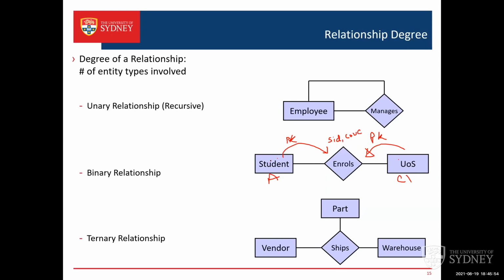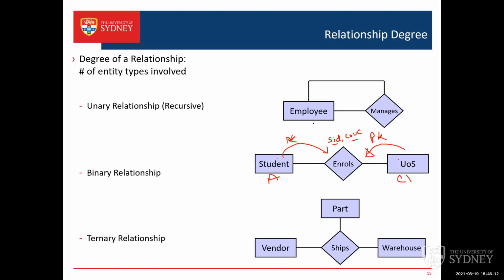So the only thing we need to take is the primary key from the student table and the primary key from the unit of study table. So in this enroll table, or the relationship table that we are going to make, like in this case enrolls, in this case manages, we will simply put the student ID and the course ID.